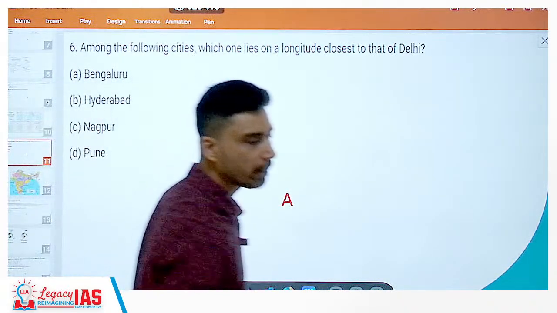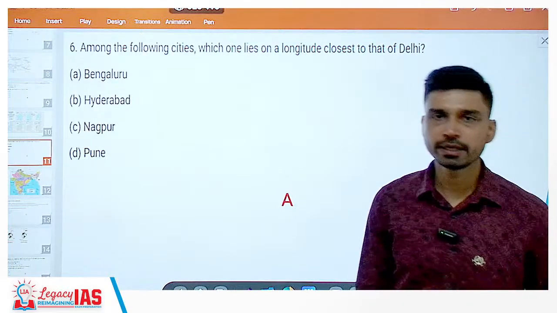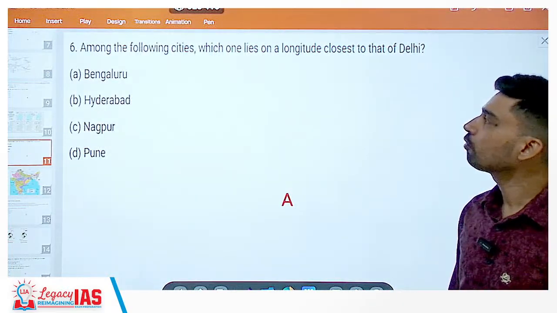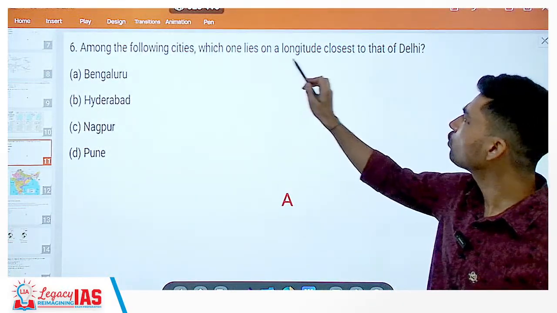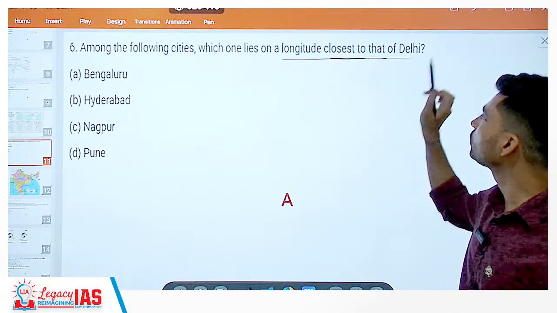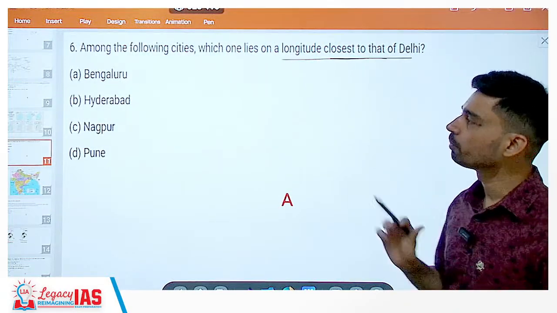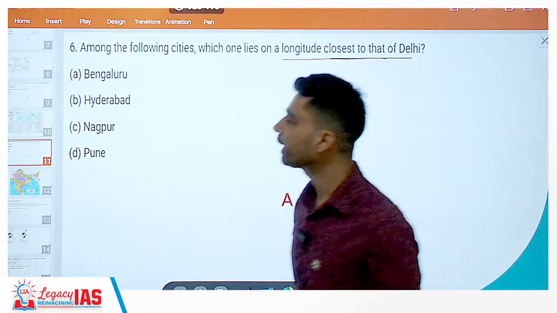Next is again a map based question, but asked from Indian geography: among the following cities, which one lies on a longitude that is closest to that of Delhi? Bengaluru, Hyderabad, Nagpur and Pune.